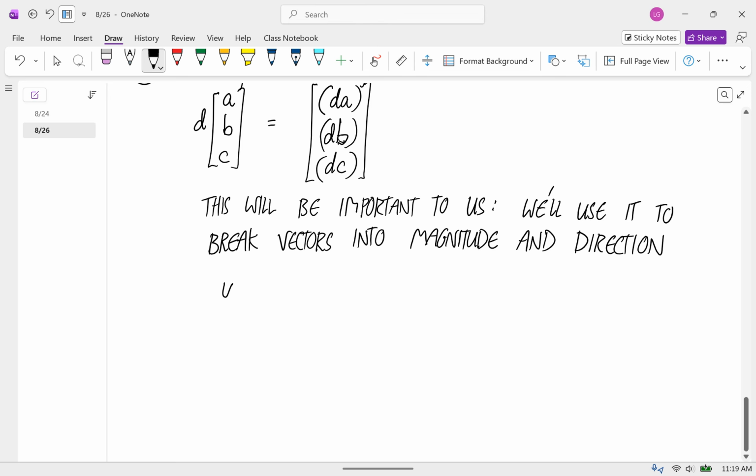If you have a vector, let's say you have a vector u, you can always break that down into the magnitude of that vector, the length of the arrow, you can think of it, times a unit vector in the direction of the vector. So this is the magnitude. And this is a unit vector representing the direction.